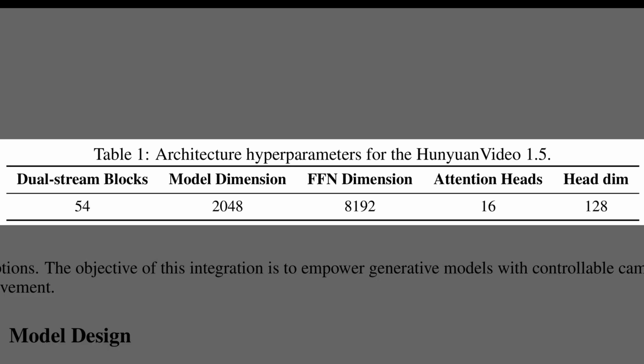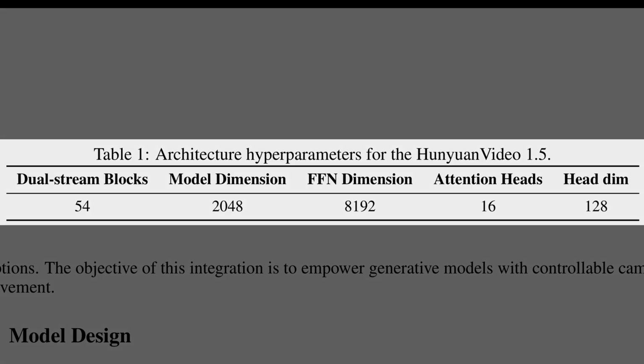Alright, Figure 2 outlined the overall transformer layout, and Table 1 now pins down the key numbers that make that design work in practice. The model stacks 54 dual-stream blocks, which are the repeated transformer layers handling space and time jointly. Each block uses a model dimension of 2048 and a feed-forward dimension of 8192, so the network has plenty of capacity. There are 16 attention heads per layer, with head dimension 128, giving a broad but still efficient attention split across features.